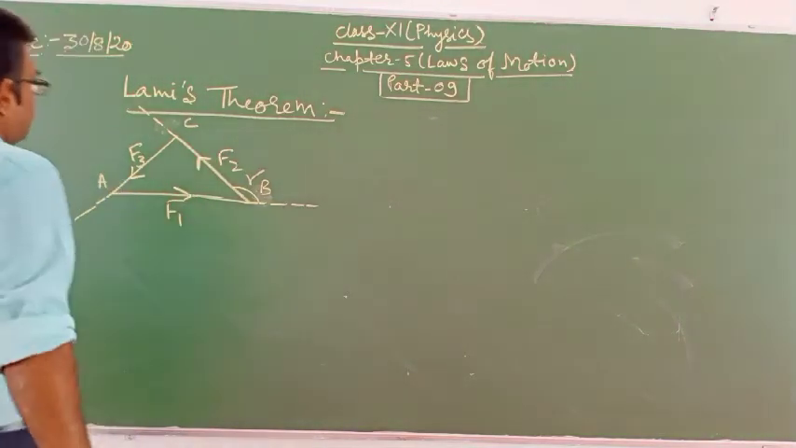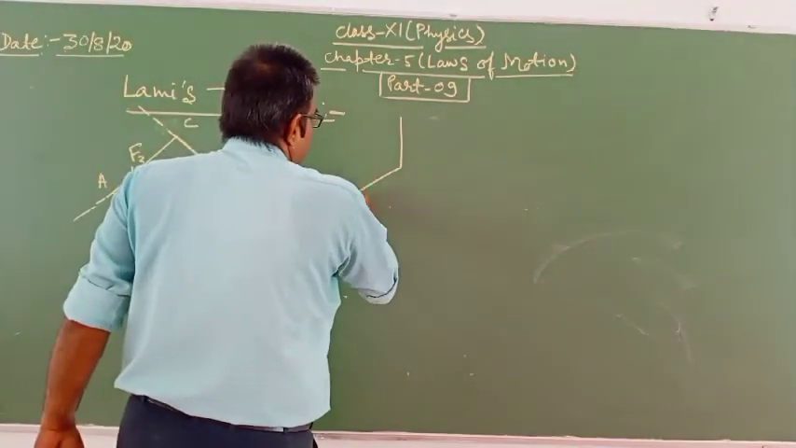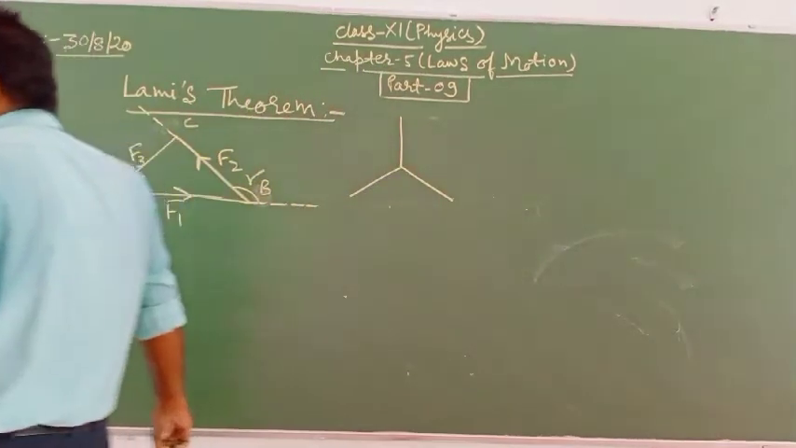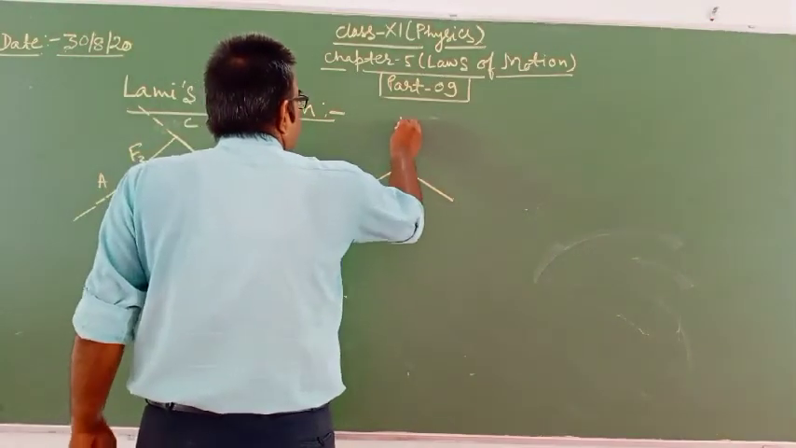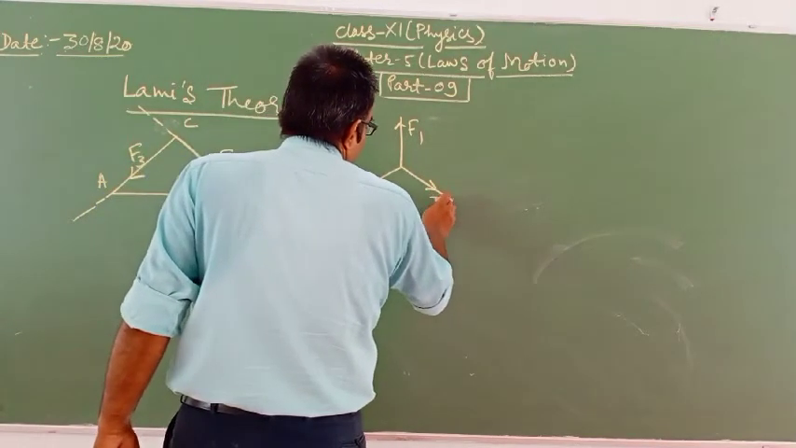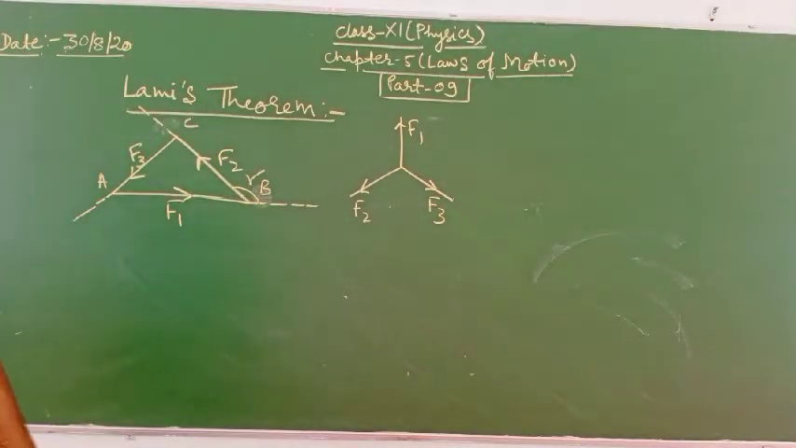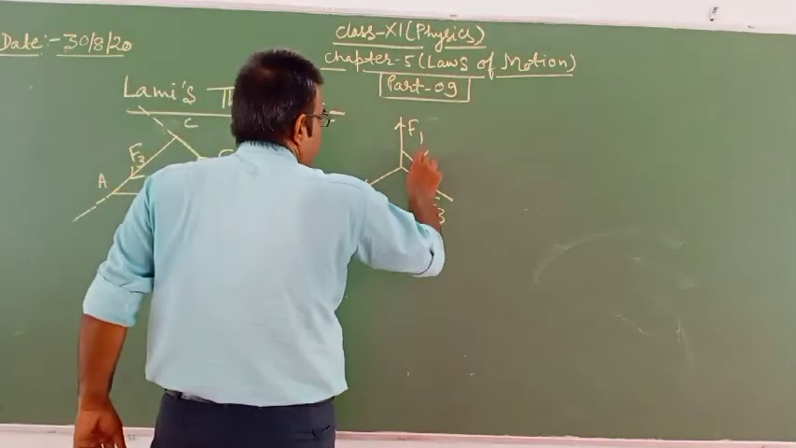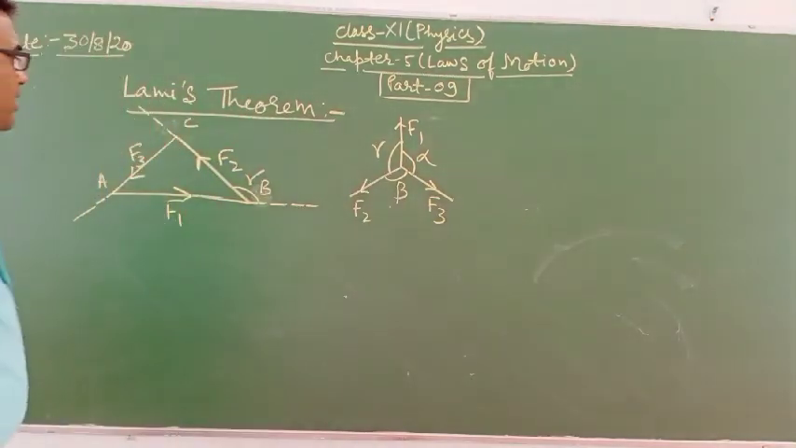Why have we drawn this? Because we have discussed in the previous video, if there are three concurrent forces F1, F2 and F3, this is F1, this is F2 and this is F3, and they are in equilibrium, with angles alpha, beta and gamma.